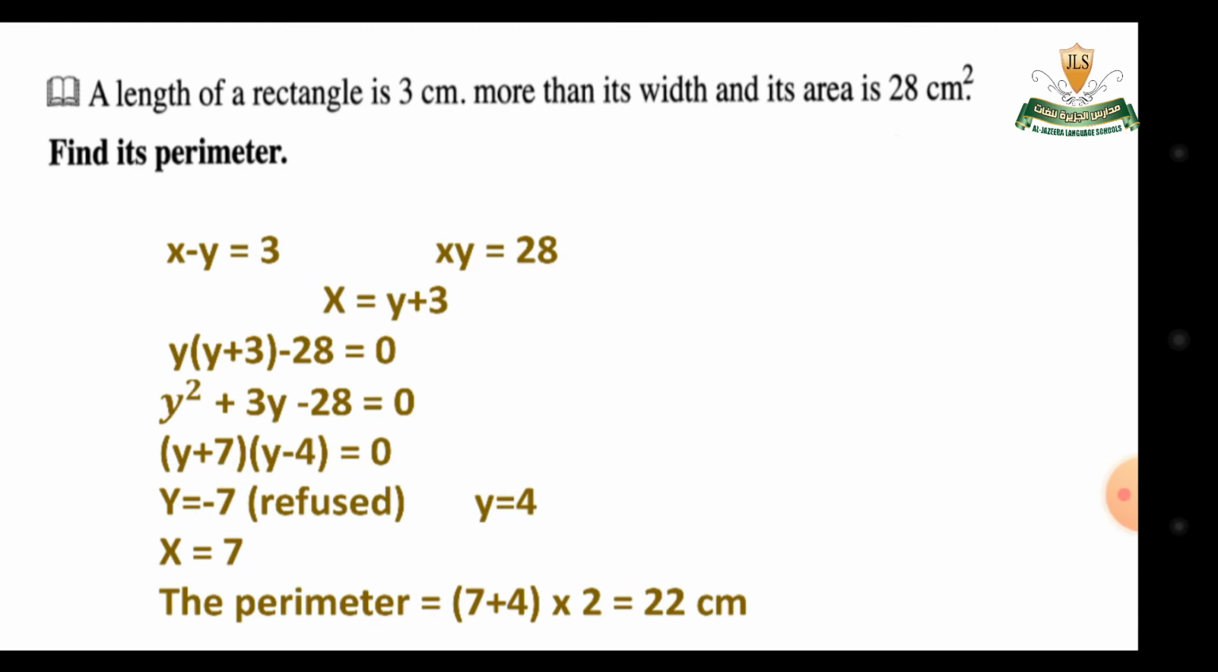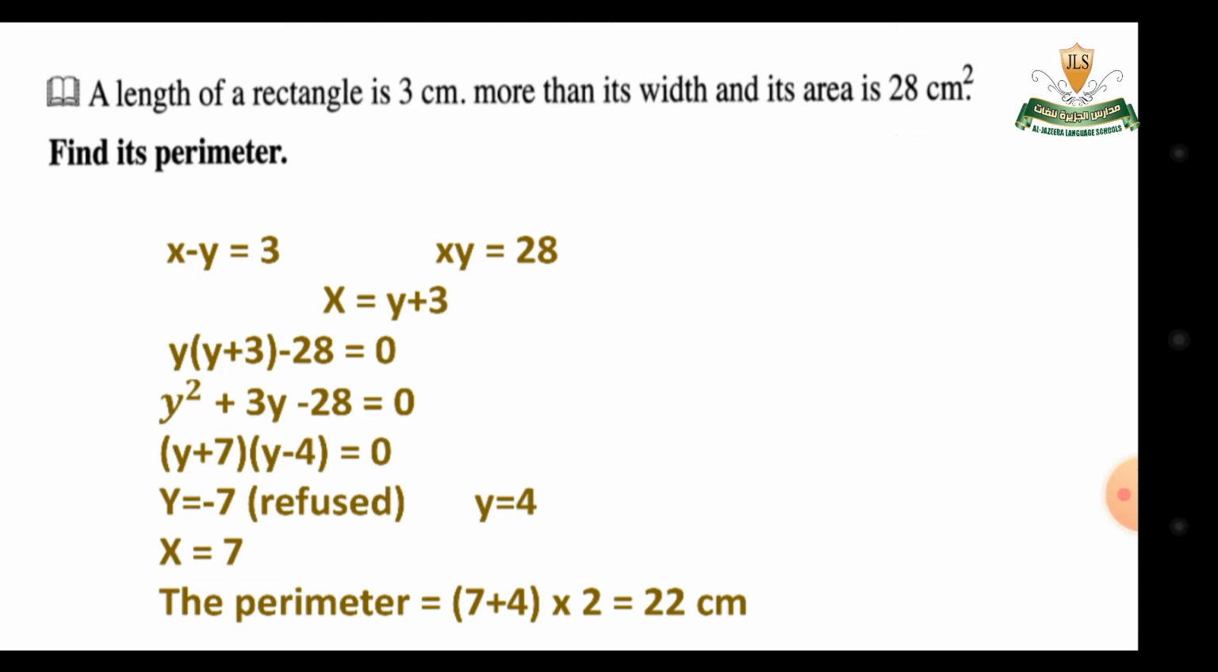We put x equals y plus 3 in the second degree equation. We get y(y plus 3) minus 28 equals 0. So we multiply y by this bracket. We get y power of 2 plus 3y minus 28 equals 0. We factorize this expression. We get (y plus 7) times (y minus 4) equals 0.